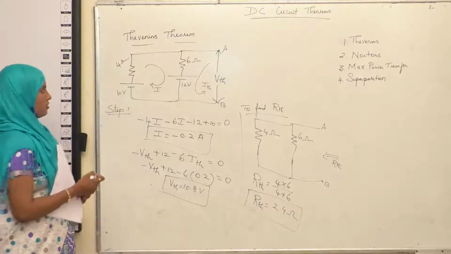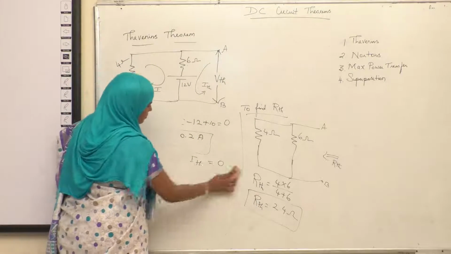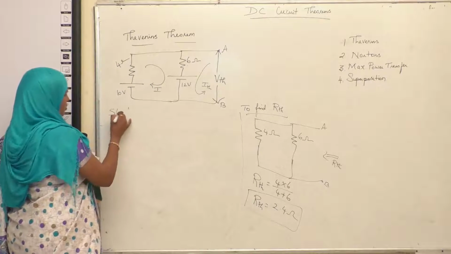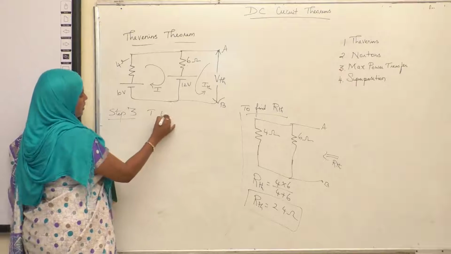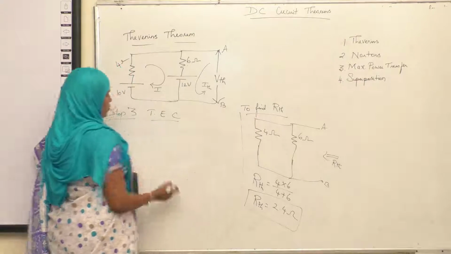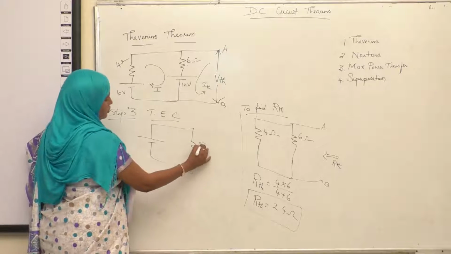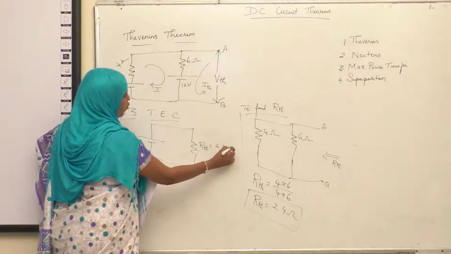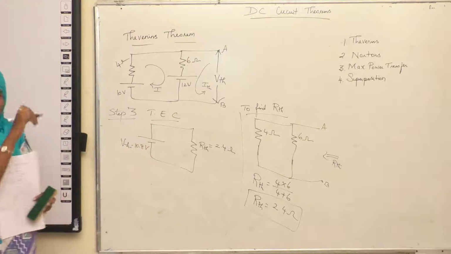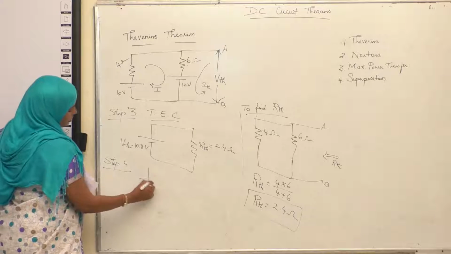Now step 3 will be drawing Thevenin's equivalent circuit. So Thevenin's equivalent circuit consists of VTH and RTH. So VTH in series with RTH. This is 2.4 ohm and this is 10.8 volt. And your final step, just add the load.